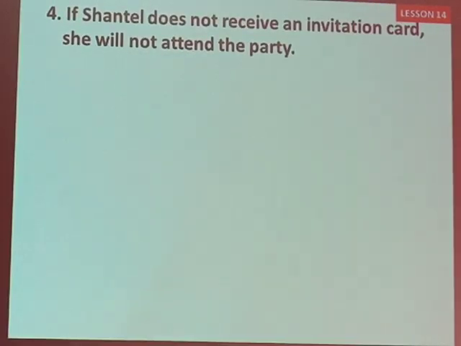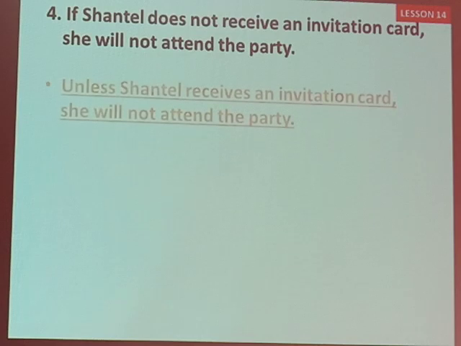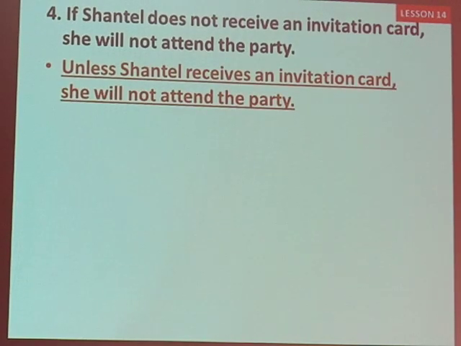It is very clear. If Chantel does not receive an invitation card, she will not attend the party. Yes, Chantel will not attend the party if she does not receive an invitation card. You are required to begin with unless there. So we shall have unless Chantel. Chantel is one, remember, and we have does not, meaning the verb will be affected. So we shall have, unless Chantel receives an invitation card, she will not attend the party. Here is our answer.